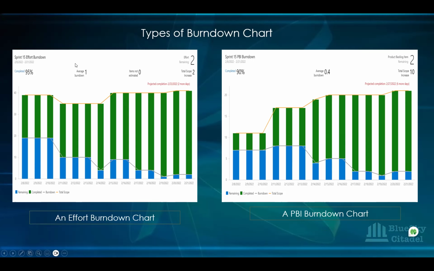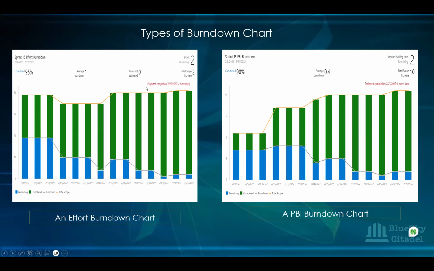Okay, and then you can see average burn down is 1, which, like I said, is good if it's on the positive side. The green bar shows you the things that have been completed. The blue one shows you the remaining work that still needed to be done. And then if you look at items not itemized here, you can see that it is 0. So that means they've estimated everything that is on that sprint.